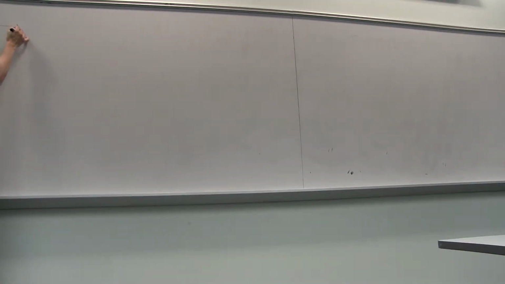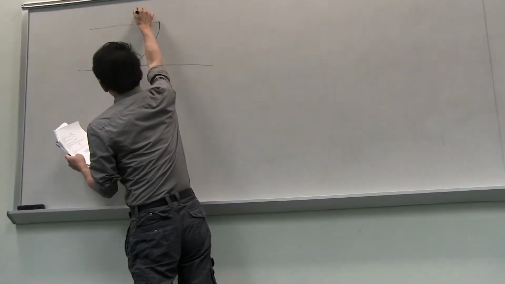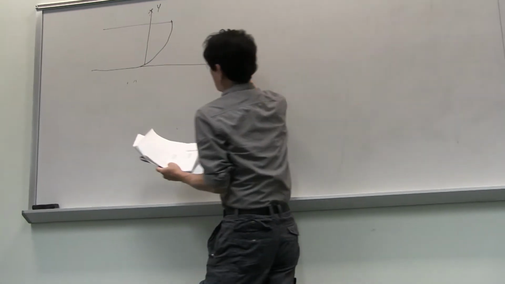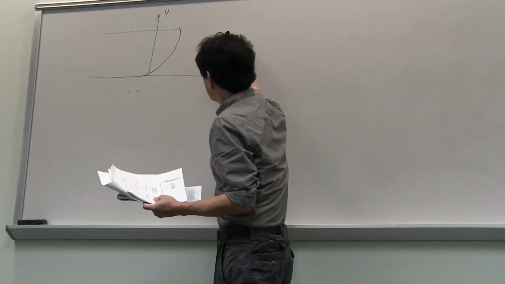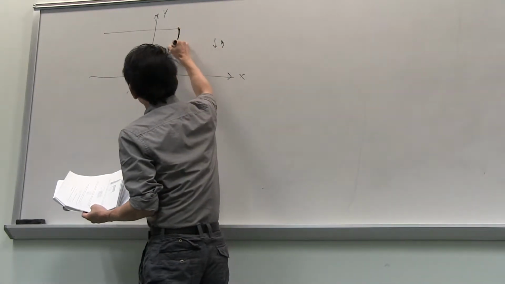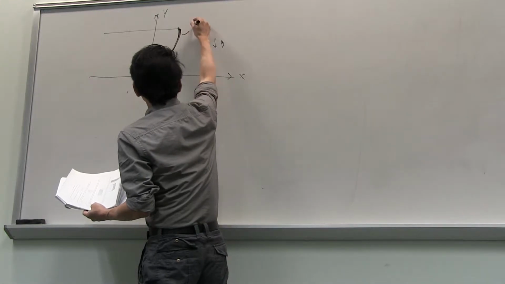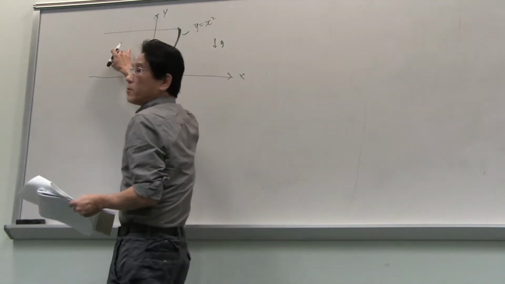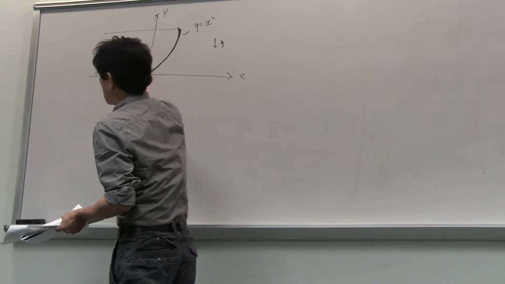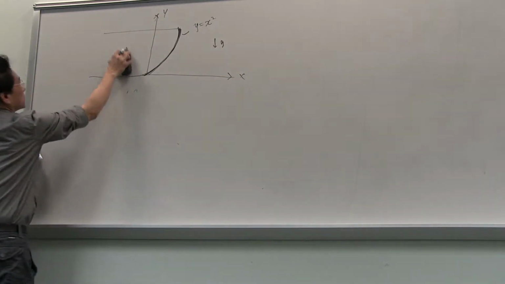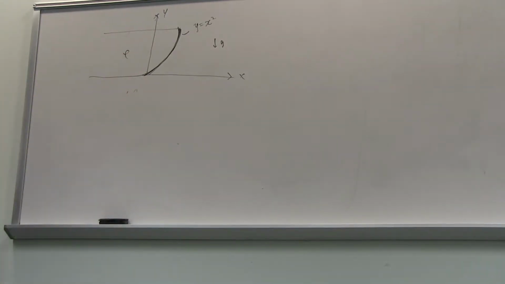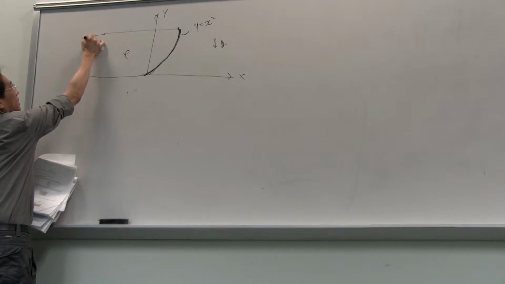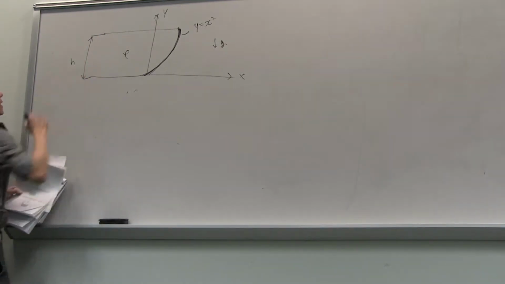You have a quiescent fluid. In the graph, this is the dam surface, and the function relating y and x must be y equals x squared here. The fluid is quiescent, so there's no motion at all, and it has density of rho. Gravity acts downwards. The height of the water behind the dam is going to be h here.